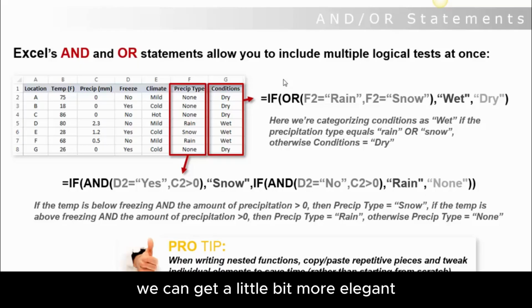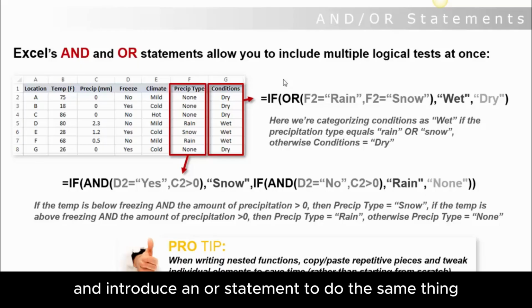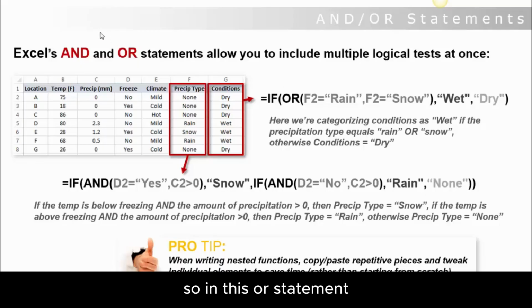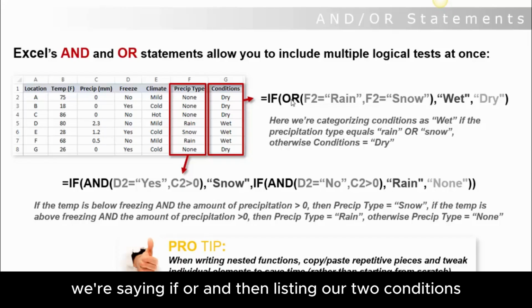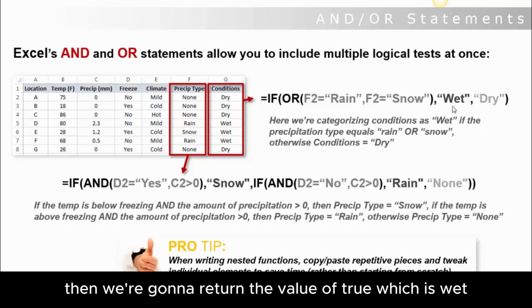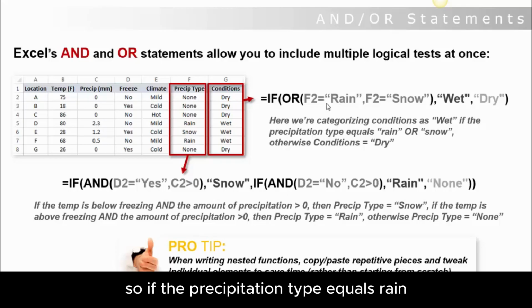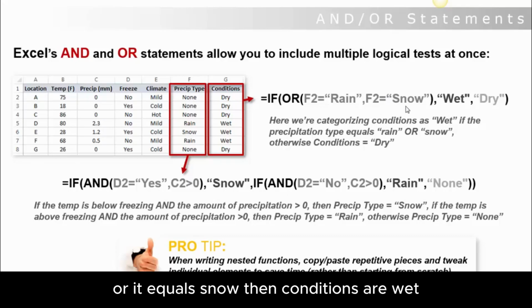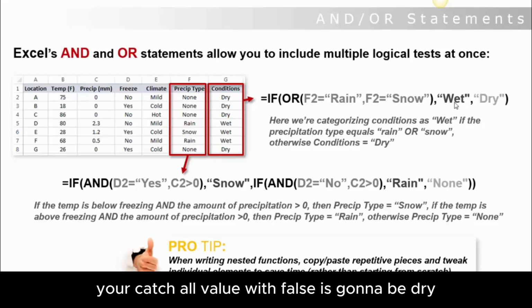Or we can get a little bit more elegant and introduce an or statement to do the same thing. So in this or statement, we're saying if or, and then listing our two conditions. Basically, this is saying if either one of these is true, then we're going to return the value of true, which is wet. So if the precipitation type equals rain or it equals snow, then conditions are wet, and then again your catch-all value with false is going to be dry.